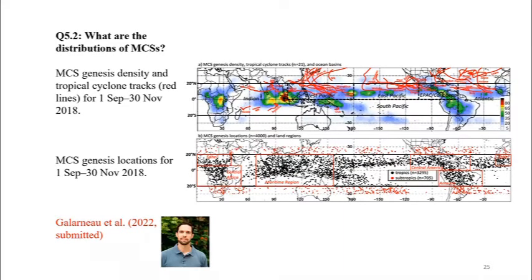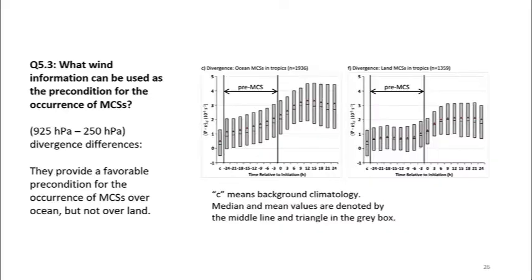Now coming back to MCS, the top panel shows the MCS genesis density in color and tropical cyclone tracks in red lines for a 3-month period in 2018. And the bottom panel shows the corresponding genesis locations for the same period. Even just for a 3-month period, there are about 4,000 MCS tracked and identified, giving us enough numbers for statistics. And our contribution essentially is to look at relevant dynamical and thermodynamical quantities as a precondition for the occurrence of organized convection. Of course, we have done lots of analysis, but here I just share some of the interesting findings.